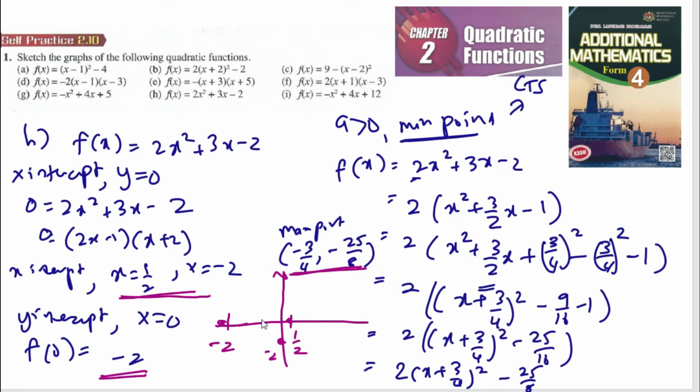So negative 3 over 4 should be, this is one, so maybe around here, negative 3 over 4. And negative 25 over 8 should be around 3 something, so maybe around here. So here and here, we have these 4 points. So we just connect. So this is the graph for this function.